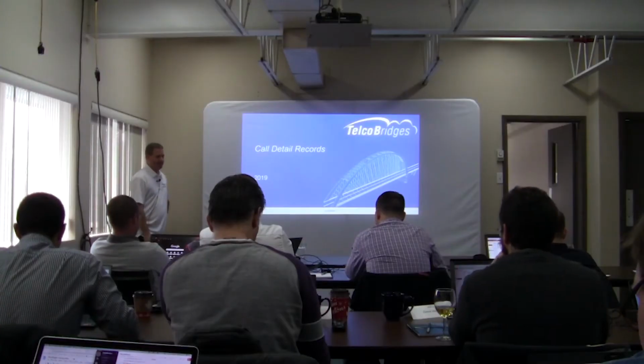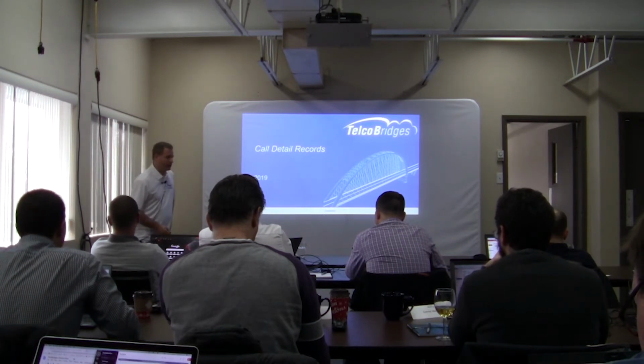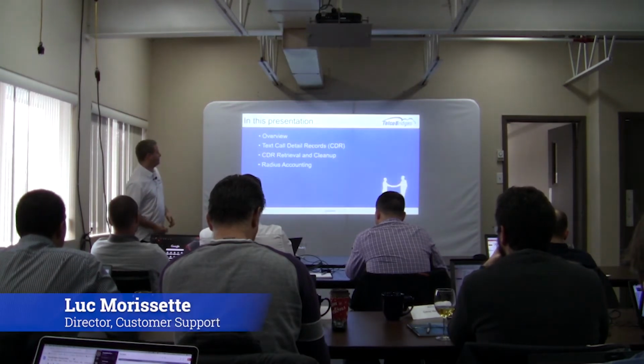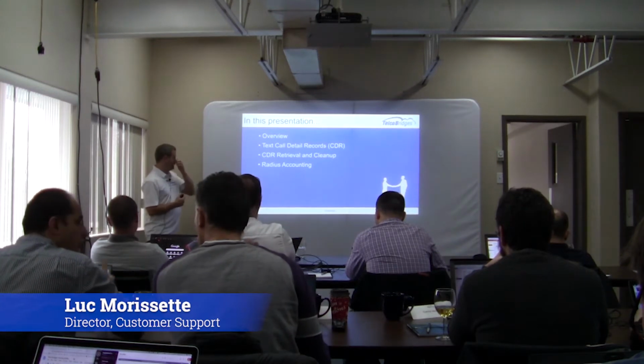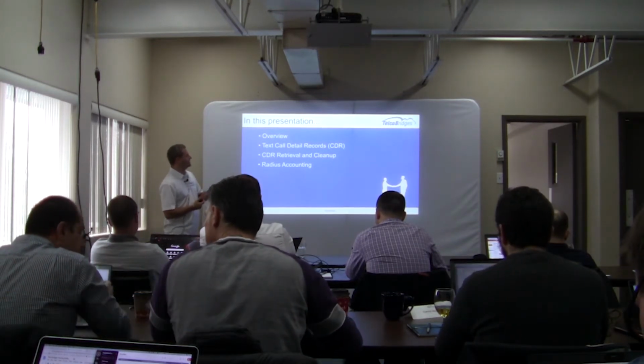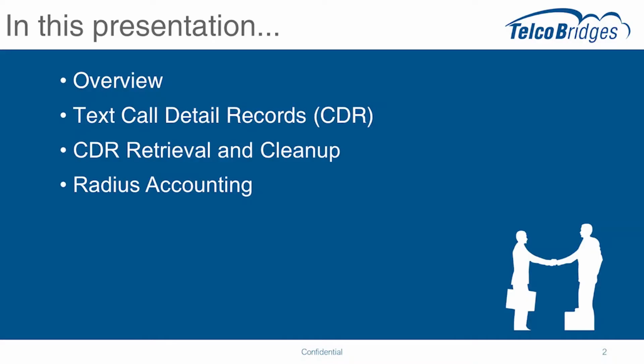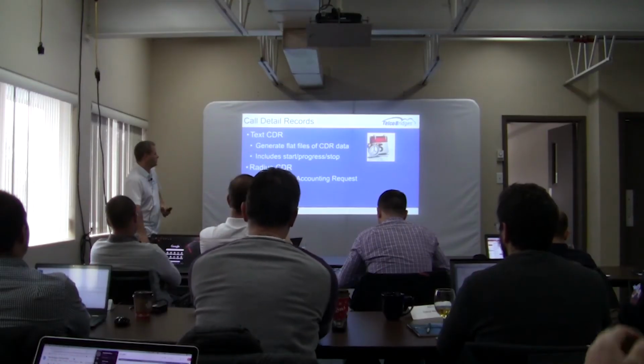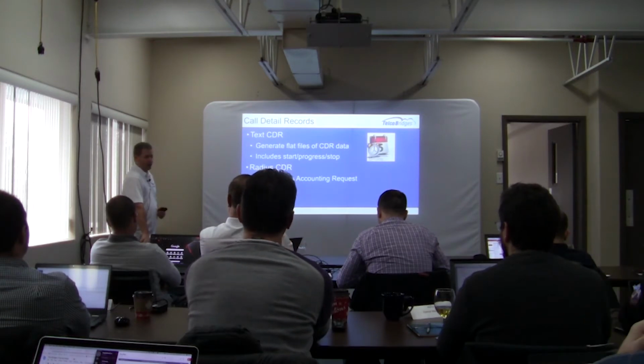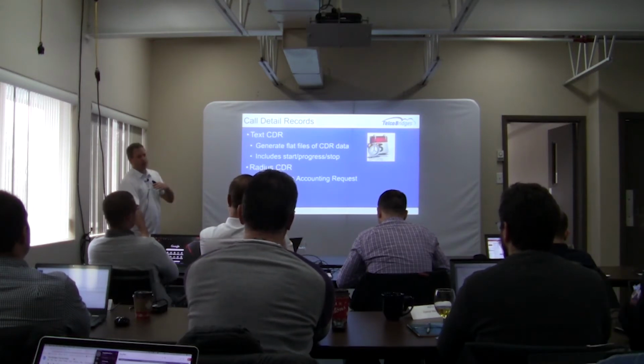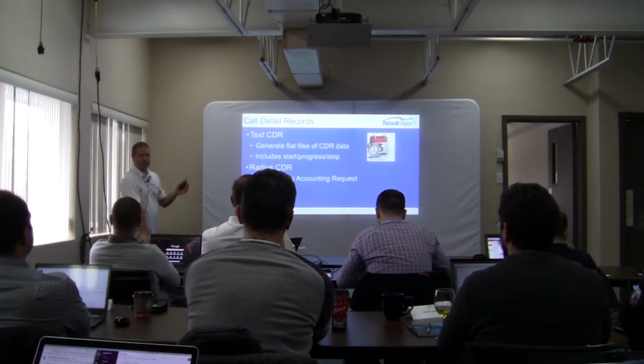Okay. Next module is call detail records. So there's two modes of CDRs. One is text, well, they call it text CDR, but it's actually just flat files. And then RADIUS accounting, which we saw some of, but I'm adding stuff here to better understand the RADIUS. Our RADIUS is used more for accounting than for authorization. Okay.